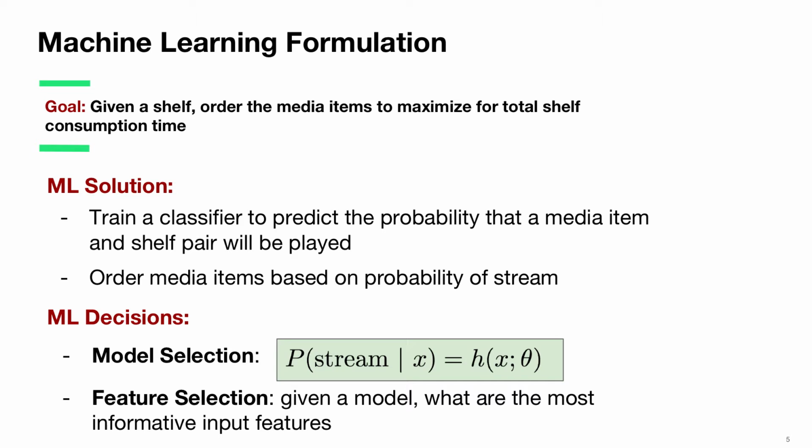Given that this is the route we're going to be taking, the two ML decisions that we then have to make are the following. First is model selection. How do we model the probability of a stream given a media item and shelf pair? The model is denoted by the H there. And then also feature selection, which is, given a model, what are the most informative input features that we should feed into it? For the focus of this talk, I'm just going to be talking about the input features X. We're going to assume the model, again denoted by H, is a black box, and it's up to us to come up with the right features to feed into it, and then it will tell us what the probability of a stream is.